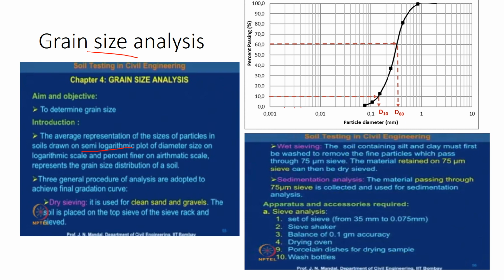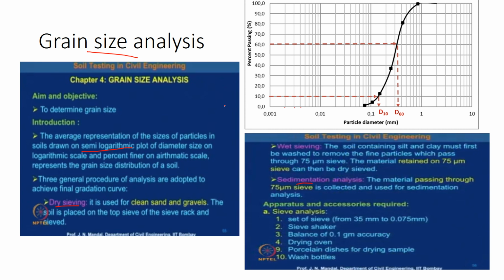Once it settles after 24 hours, you take the fines that are in your bucket and keep them in an oven. For these fines you conduct the hydrometer test, which is called sedimentation analysis. For what is retained above 75 micron, we conduct dry sieve. This is the overall methodology followed for grain size analysis.